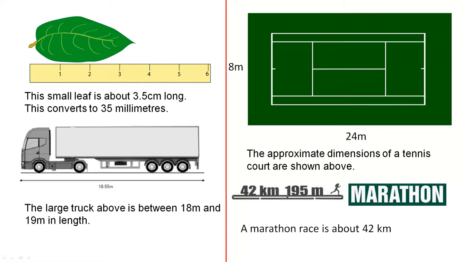This small leaf is about 3.5 centimetres long. This converts to 35 millimetres. The large truck above is between 18 metres and 19 metres in length. The approximate dimensions of a tennis court are shown above. So it's about 24 metres long and approximately 8 metres wide.